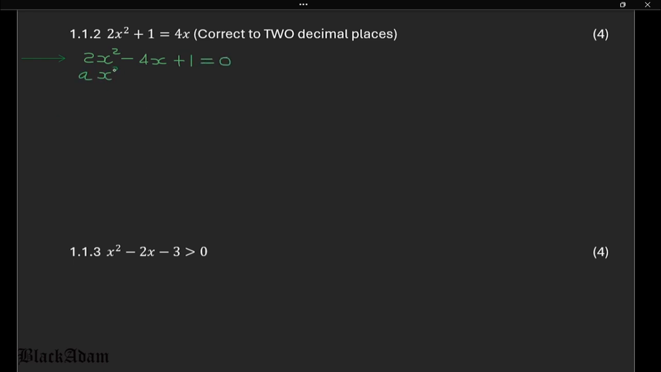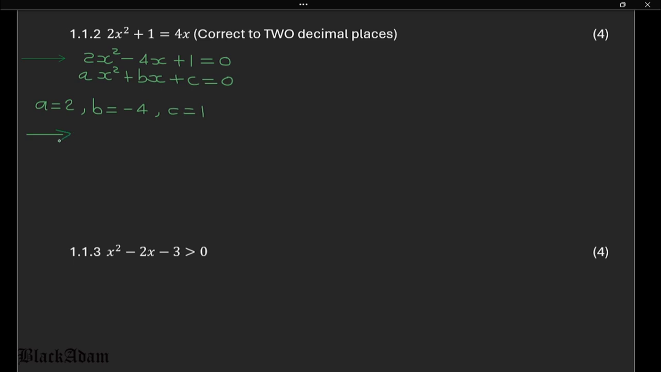Then we write it in standard form: ax squared plus bx plus c is equal to 0. And then we equate the variables, the coefficients, and the constant there. So you can see the c is 1, b is negative 4, a is 2. So a is going to be 2, b is negative 4, and c is 1.